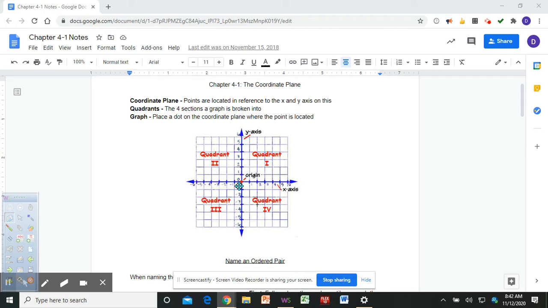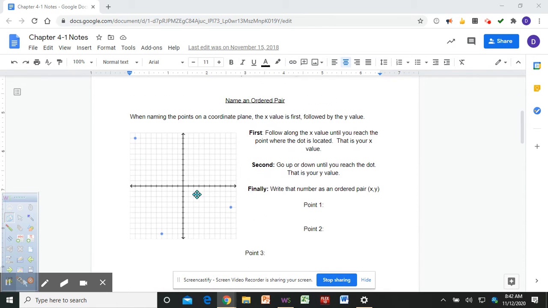If you notice, they labeled a few other things. The origin is 0, 0. The y-axis is the vertical axis. The x-axis is the horizontal axis. And what we're going to be doing is graphing coordinates today, or vice versa.